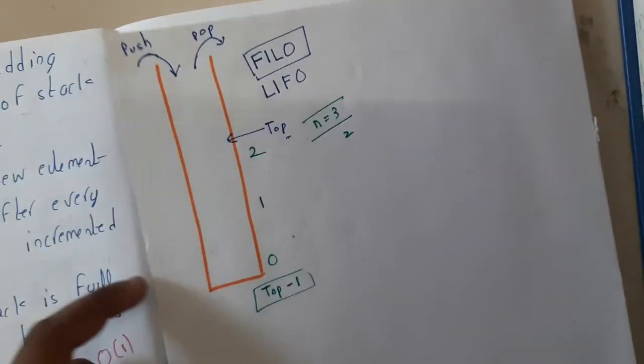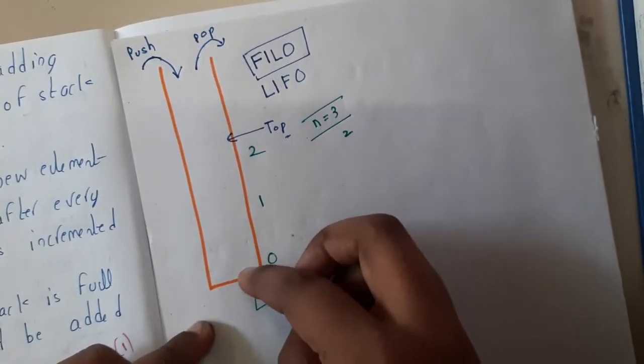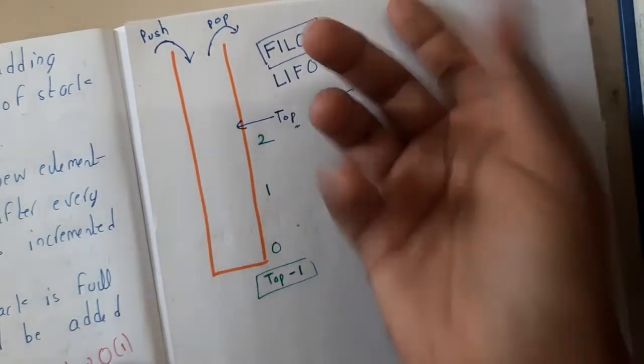Before going to the pop operation, what you should check, guys, is whether the stack is empty or not. If it is completely empty, then from this stack what can you pop, guys? There is no element to pop, right?